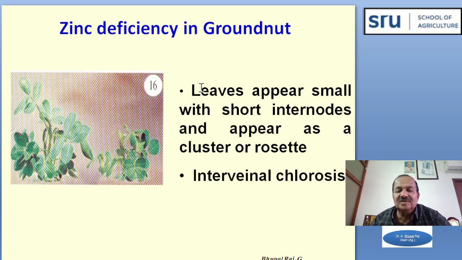In groundnut, as I just told you, the leaves become very small and the internode distance becomes very small. When the internode distance is small, the leaves become clustered and show a rosette appearance, and interveinal chlorosis are the main symptoms.